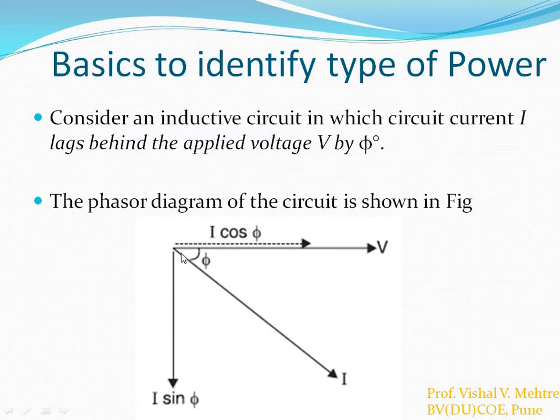Accordingly, the phasor diagram is considered, where V is the applied voltage, that is the reference, and I is at a certain angle phi. Resolving this angle phi into horizontal and vertical components, its horizontal component is I cos phi and the vertical component is I sin phi. Now this is very helpful for the important concept that we call the power triangle.